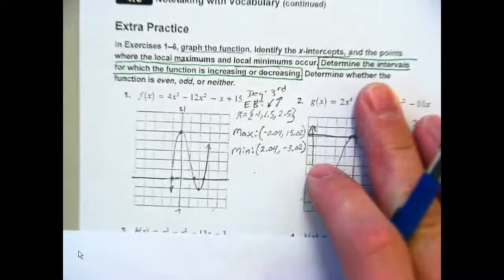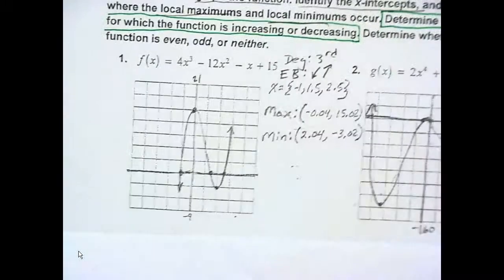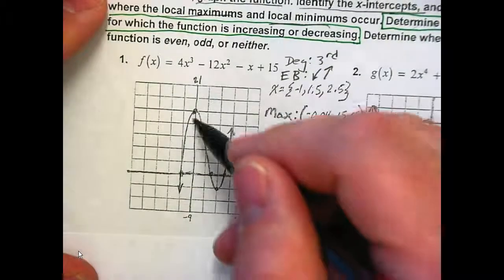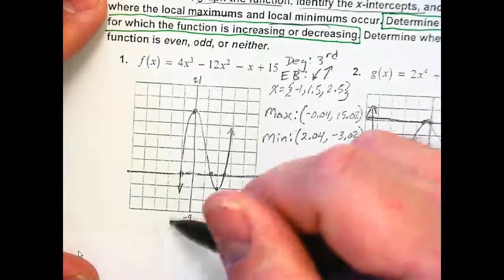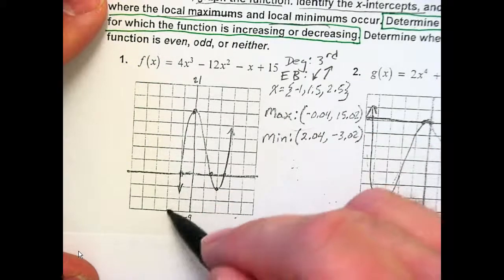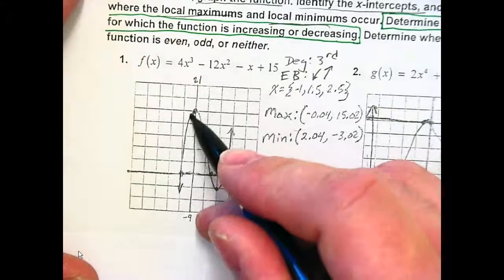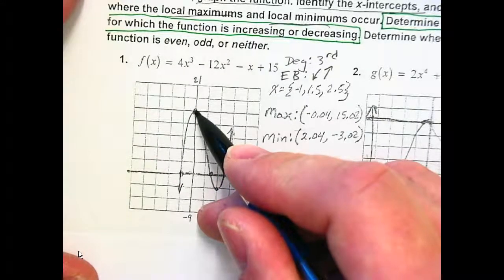Okay? What we're going to do is we're going to cut it up based upon our maximum and minimums. So wherever there's a maximum or a minimum, you start from the far left, you start following your graph like you're cruising along on a path until you get to a max or a min. In this case, a maximum.